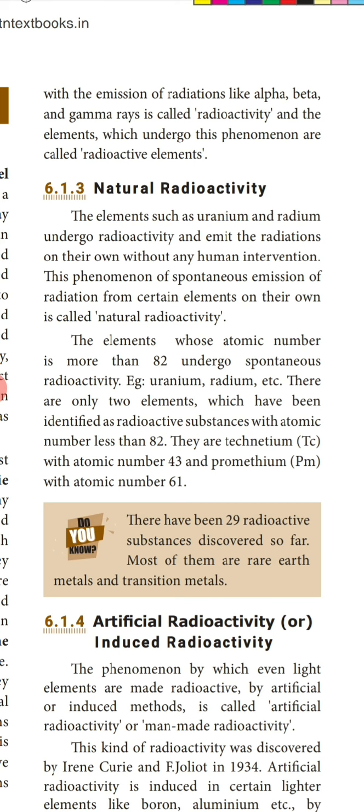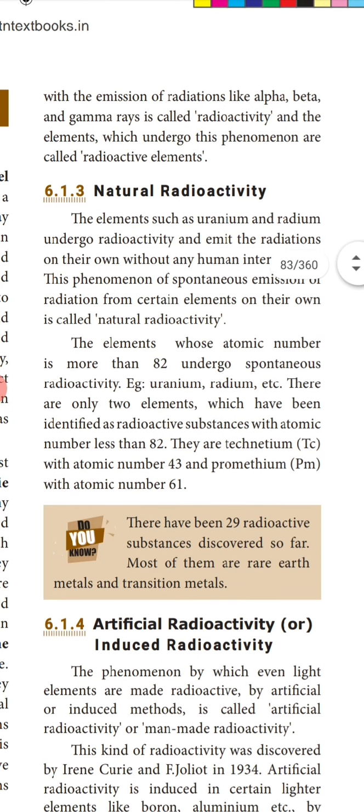Once again I repeat: some nuclei are unstable. To become stable they undergo nuclear decay. When they undergo nuclear decay, they emit some radiations like alpha ray, beta ray and gamma ray. That process is called radioactivity, and these elements are called radioactive elements. And those elements which emit these radiations are called what? Radioactive elements. Is it clear, children?